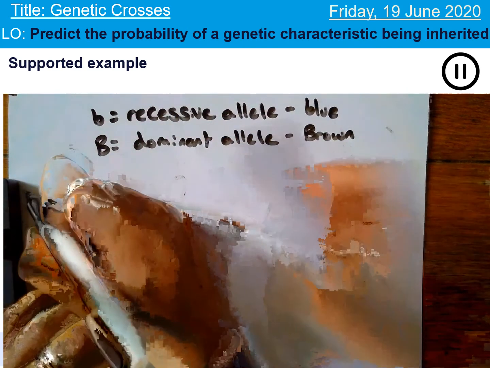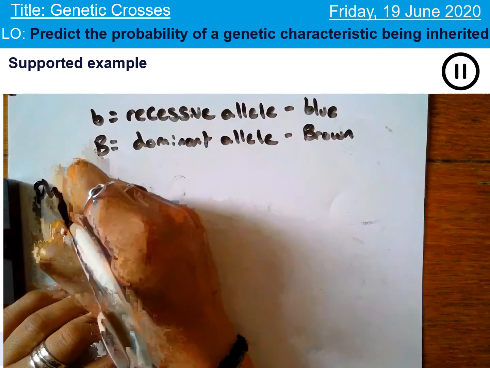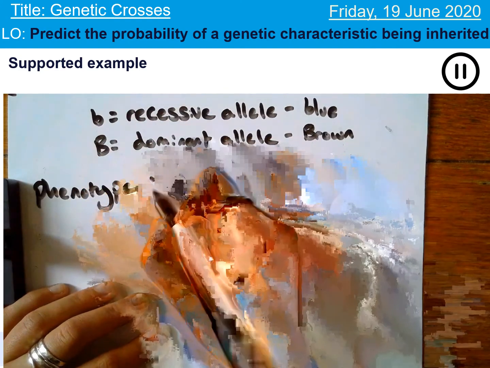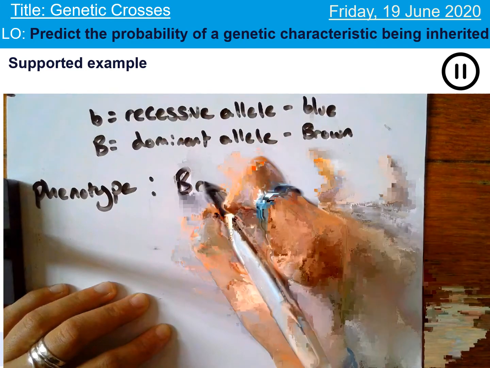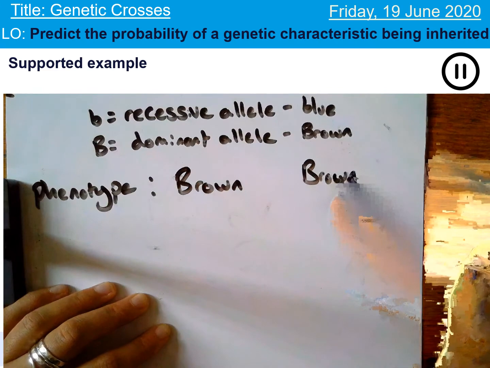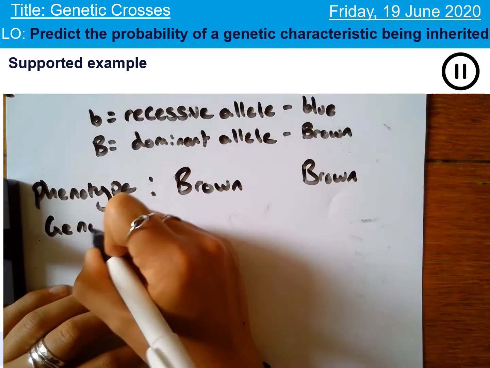We're first of all going to look at our parental phenotypes, so that is the characteristic that they have, and in this case we're going to have two brown-eyed parents. We also need to know what their genotype is.